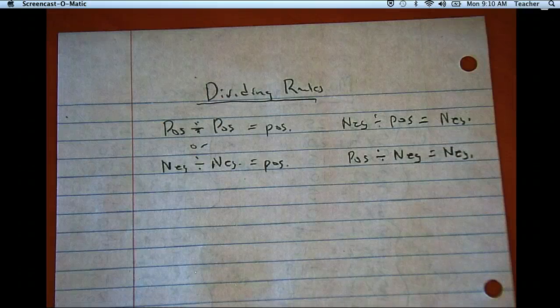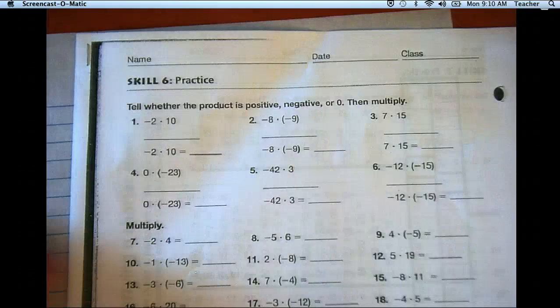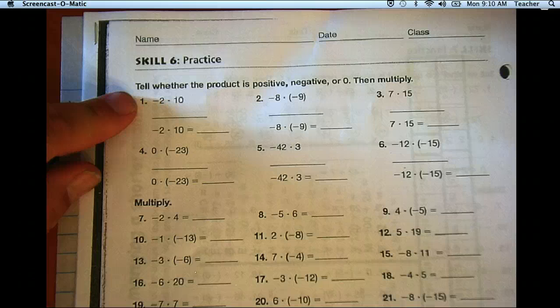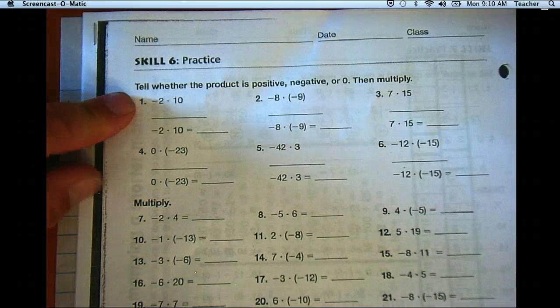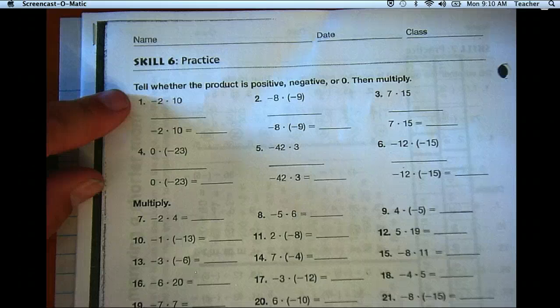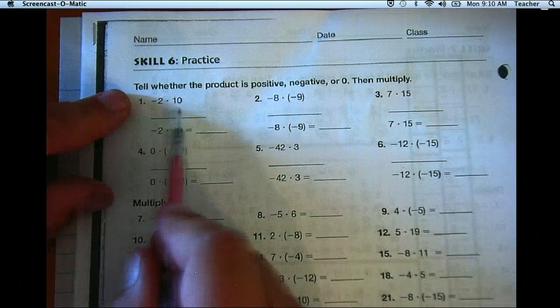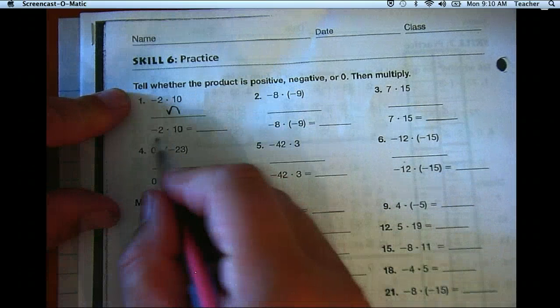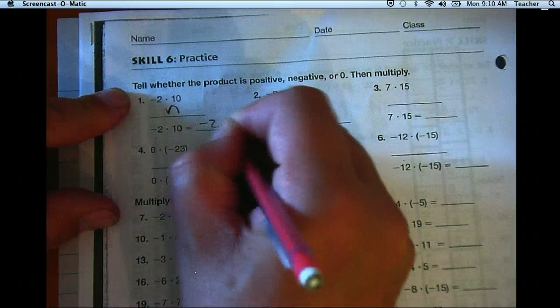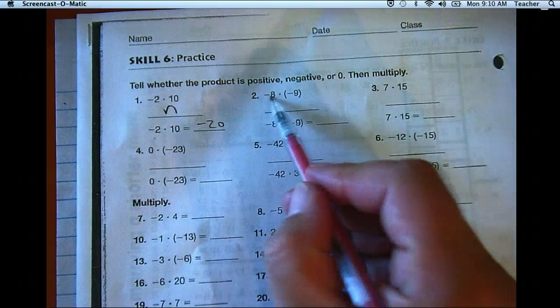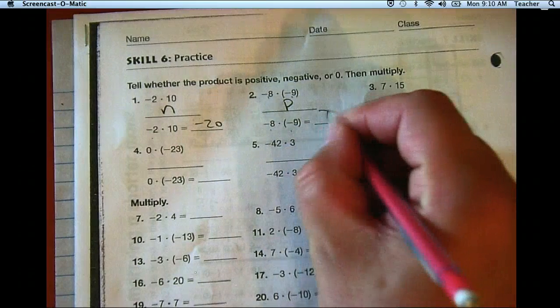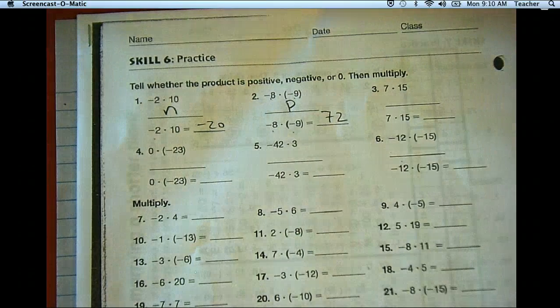So let's see how this works on our homework. Your homework for today was this packet. In this packet, I'm going to show you how to do this. The first page, I look to see if the numbers have the same signs or different signs. It says tell whether the product is positive, negative, or zero, then multiply. So the first one, the signs are different, so it's going to be negative. I'll just use the letter N for negative. And then 2 times 10 is 20, so my answer is going to be negative 20. For the next one, the signs are the same, so it's going to be positive, and 8 times 9 is 72.